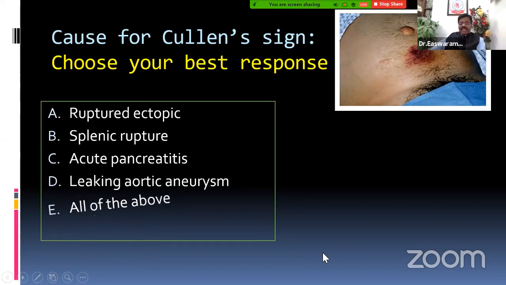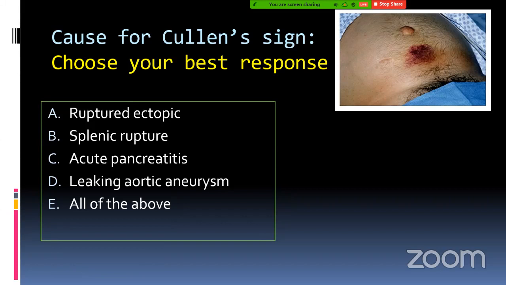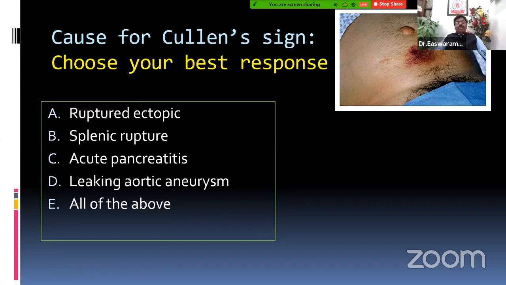Yes, you're absolutely right. In other words, Cullen sign is not pathognomonic of any particular condition. It can happen in any massive retroperitoneal bleed or even intra-abdominal situations. But one of the common things we see is a ruptured ectopic, but other conditions are also known depending upon the age group and where you are practicing. All of the above. Well done.